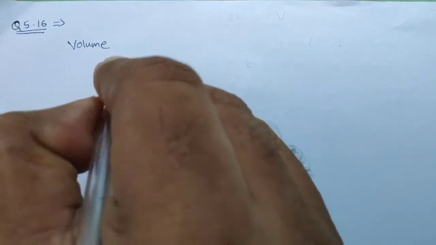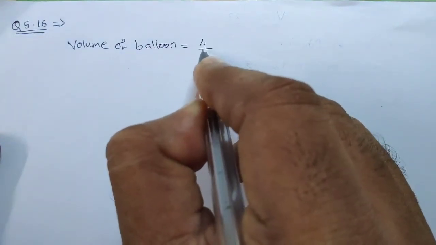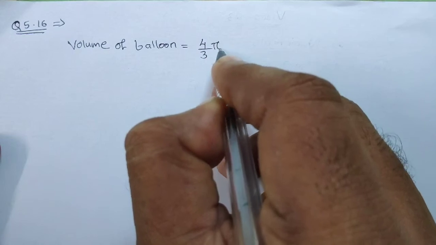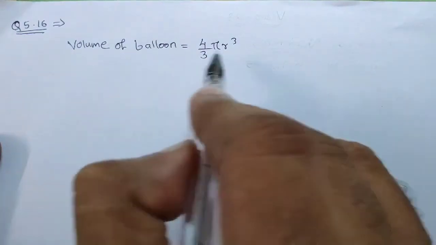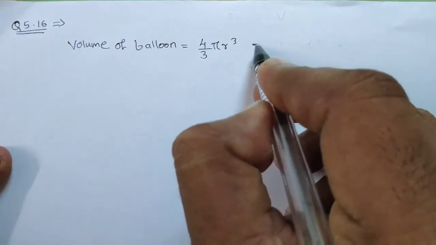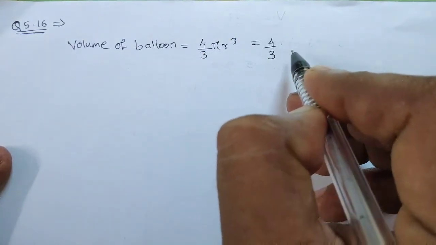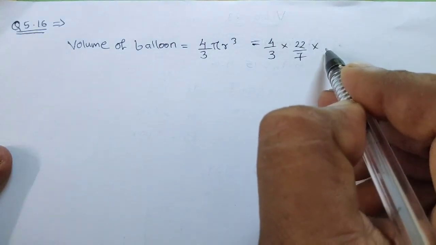Volume of sphere, you have heard about, no? So balloon volume is equal to 4 by 3 pi r cube. Volume, when we say cube will come; area, when we say square. Now you substitute the value: 4 by 3 into pi value 22 by 7 into r cube.